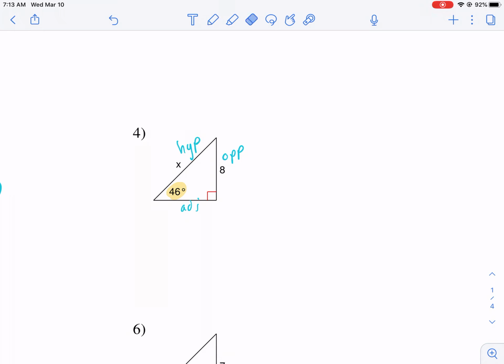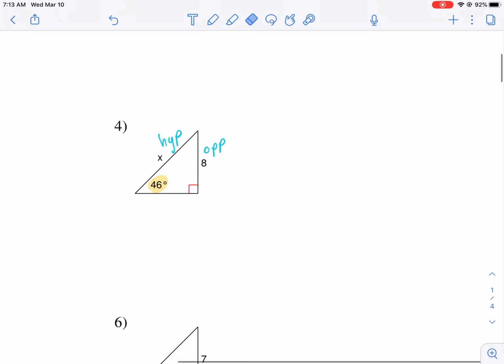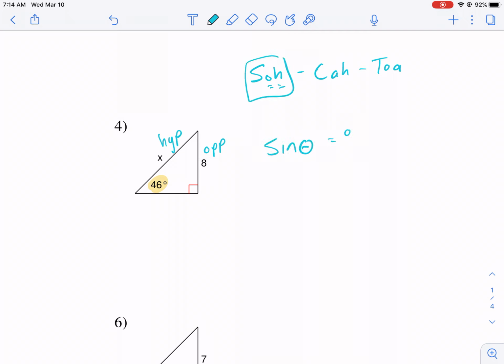Now what I would do is, if you don't have anything on the adjacent side, I would just erase it. This will make it easier for you to do step 3, which is determine your trig ratio. Which of these uses opposite and hypotenuse? Well, SOHCAHTOA is a way to remember the trigonometric functions. We have O, opposite, and H, hypotenuse, so it's sine. So we're looking for sine of theta is equal to opposite over hypotenuse. So sine of 46 is what we're plugging in here, and that is equal to my opposite side, 8 over x.